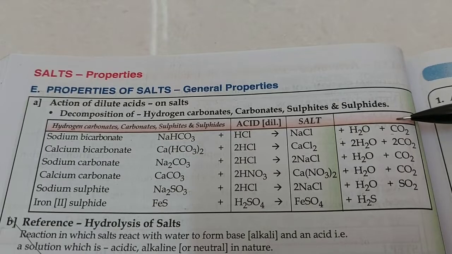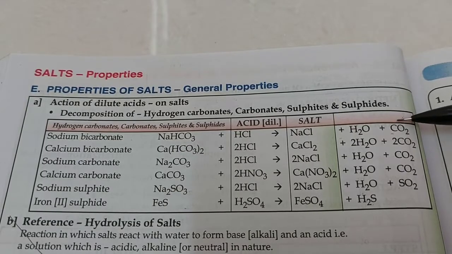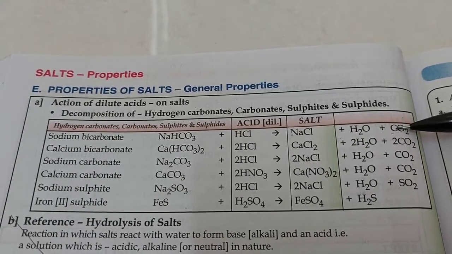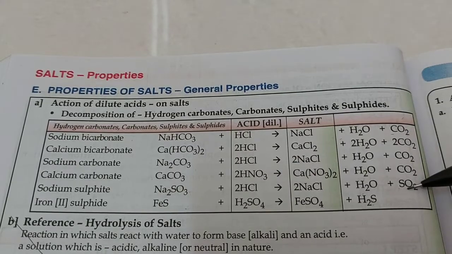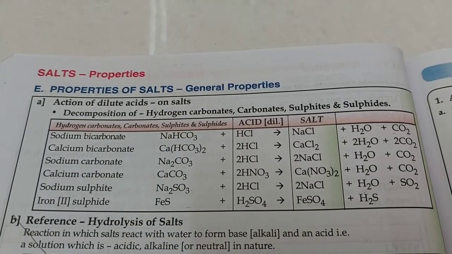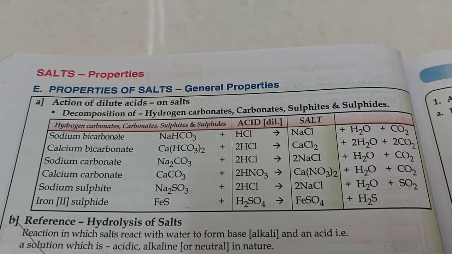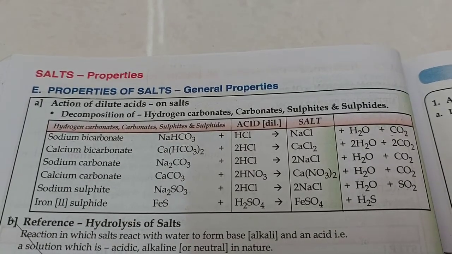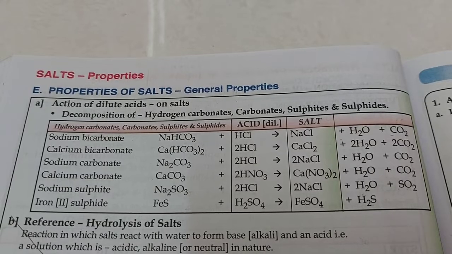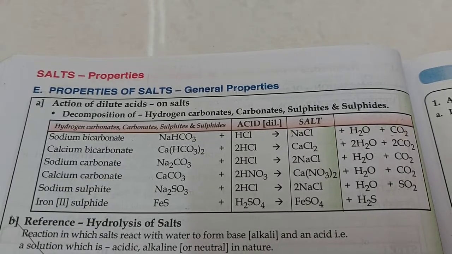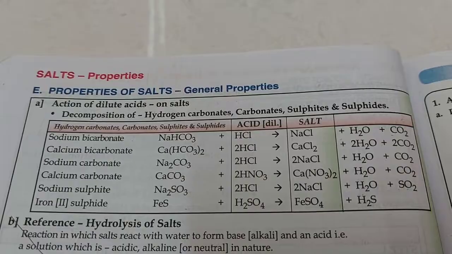A colorless gas is released which turns lime water milky but has no effect on acidified potassium permanganate solution. Sulfur dioxide also turns lime water milky, but it turns acidified potassium dichromate from orange to clear green. Or you can say acidified potassium permanganate from pink to clear colorless. For hydrogen sulfide, the test is it turns moist lead acetate paper silvery black.